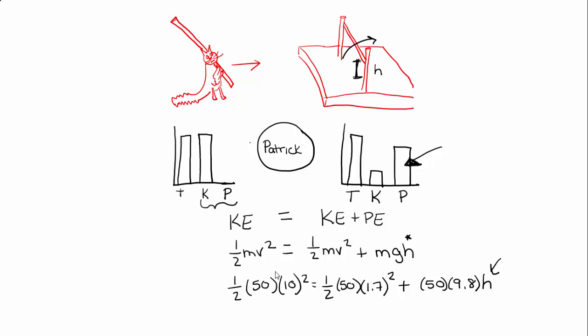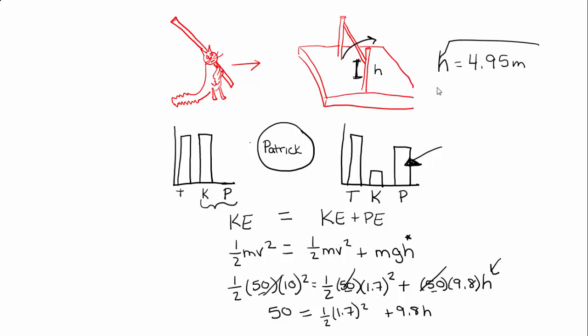To simplify this equation, or you may come across a problem where mass is not provided, we can see that the 50 kilograms is in each term of this equation, so I can actually just cancel it out. And then I can complete some calculations. When I simplify this equation, I find that the height that Patrick reaches during his jump is 4.95 meters. And that's our final answer.